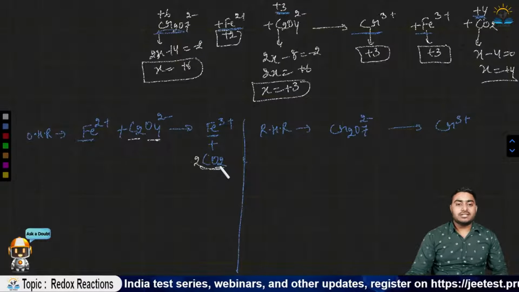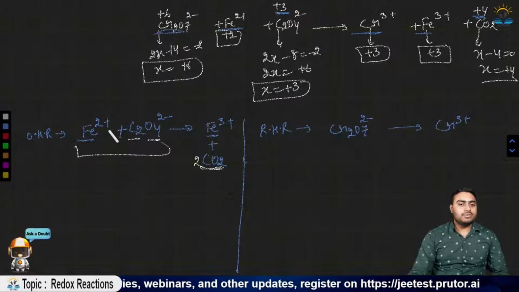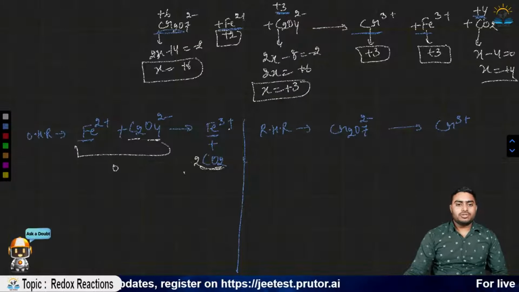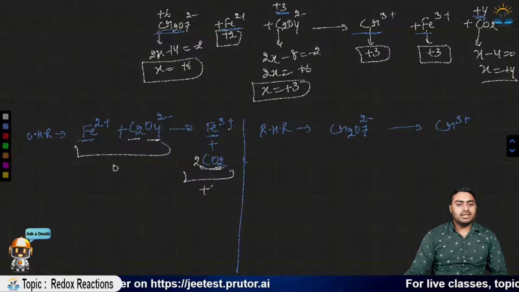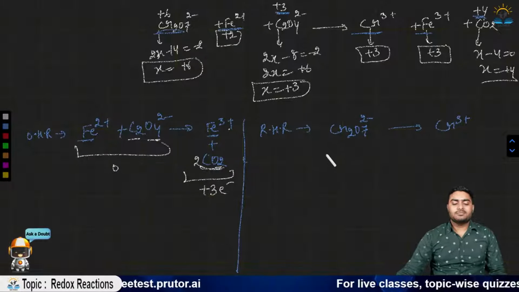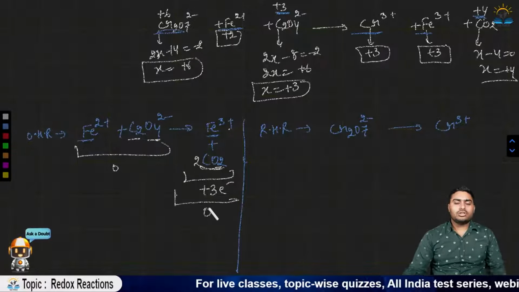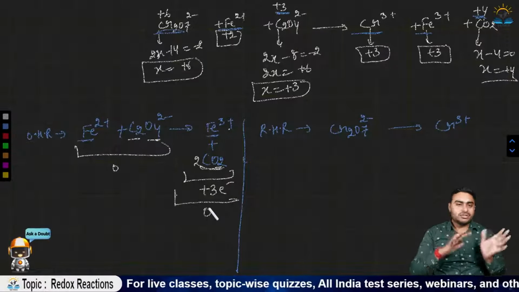Now balance charge. Okay, so you can see total charge will be 2 positive, 2 negative, 0, and here 3 positive. Total 3 positive means you have to add 3 electrons here. Now 3 positive, 3 negative will be 0. So the total charge will be balanced on both sides.